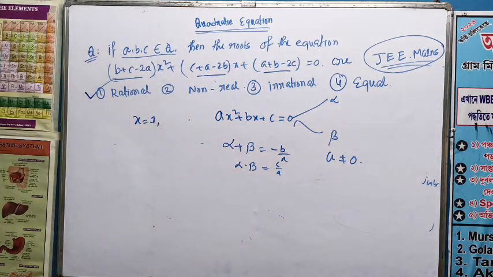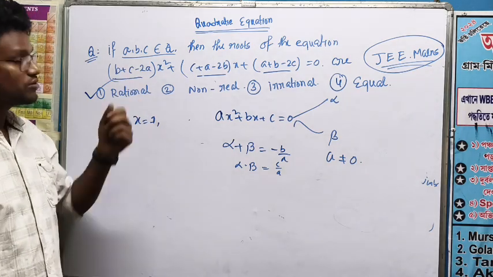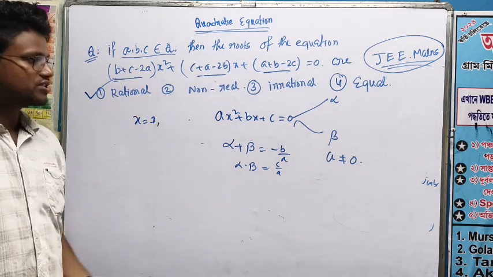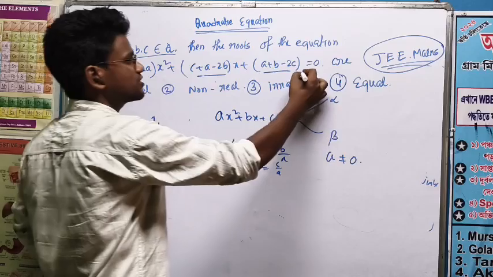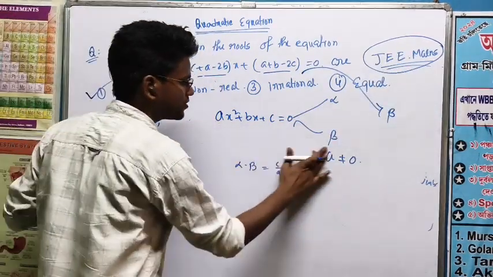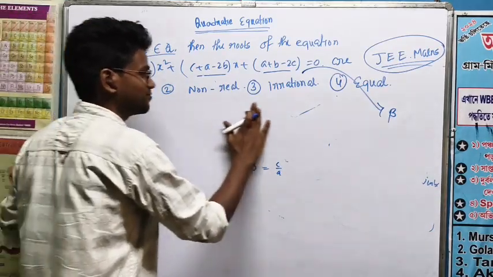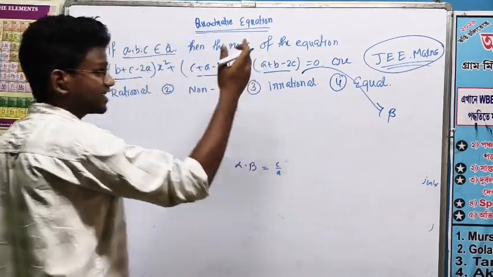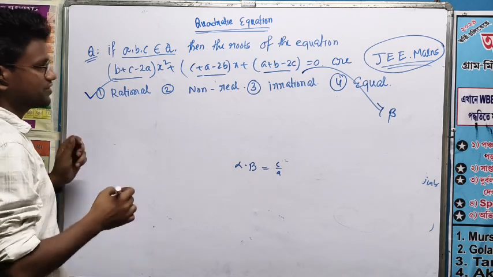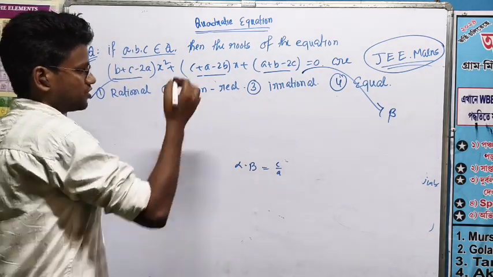Okay, so we have got x equals 1 is a root of that equation. Let's say the other root is beta. Just a minute, I will discuss a very important trick for these equations. Don't try the previous method.